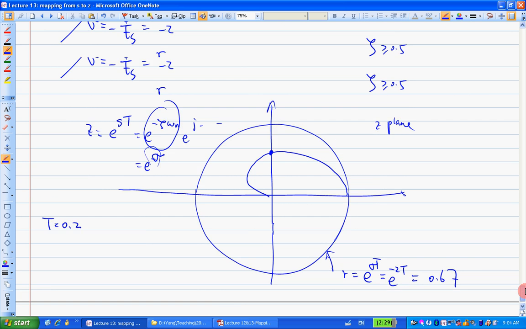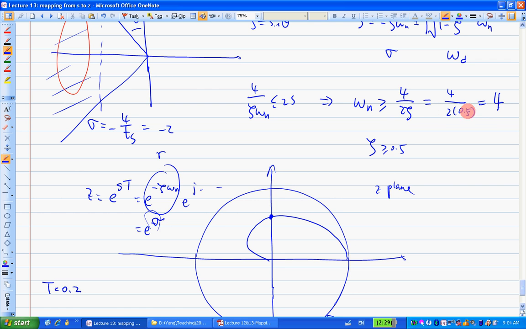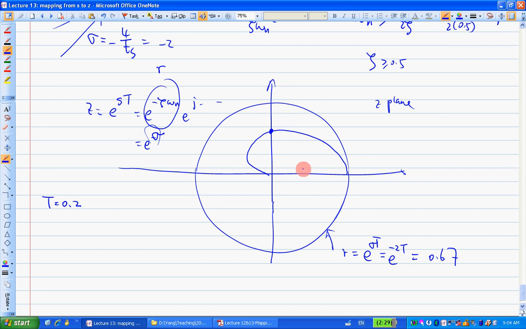The last one is omega n. Omega n needs to be greater than 4. So what we're going to have here is a drawing of omega n, which should be perpendicular to this constant damping ratio map. It'll be somewhere like this. Now the question is, what will be this value here? That value will be omega n t.